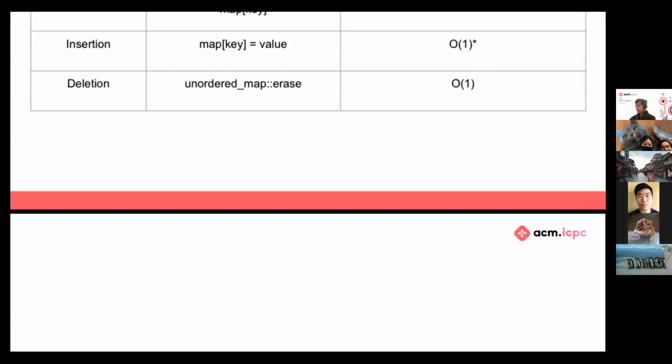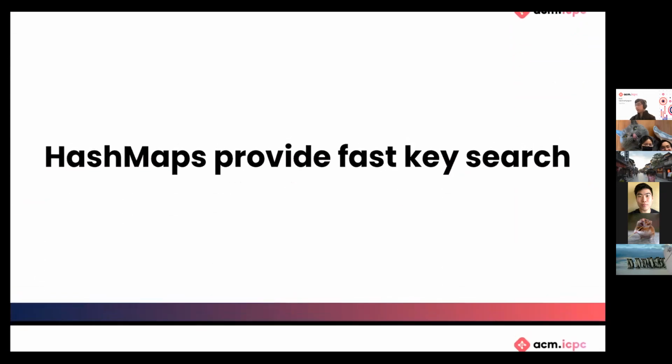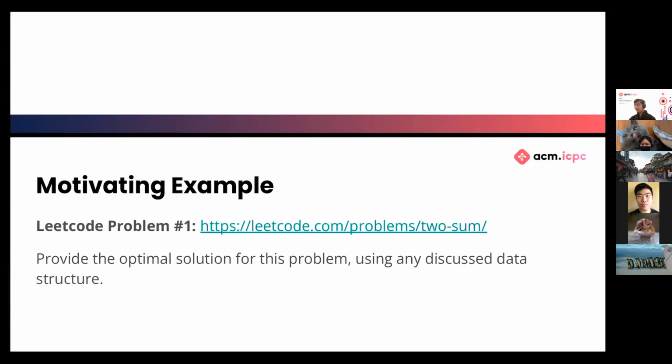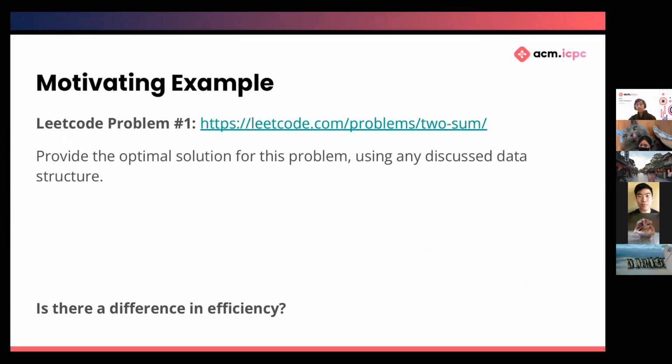Okay, so we'll move on to the motivating example, and this time we can actually solve it in the optimal manner. We know that hash maps provide fast key search, right? So does anyone have any ideas of how to apply that to this two-sum problem?